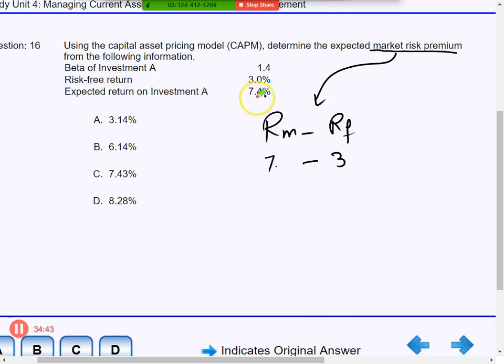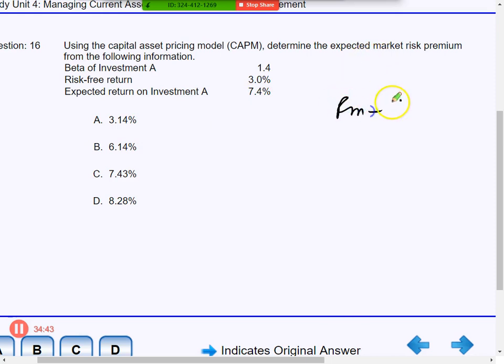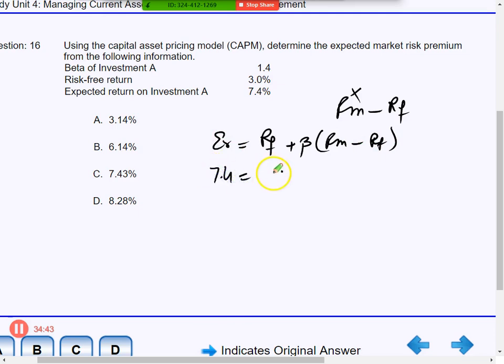No, it's a return on investment. We have to solve it. Yes. So we need basically RM minus RF, this factor, and ER is not. We have not been given the RM. This isn't there. We have to determine it. We have the formula: expected return is equal to risk-free rate plus beta times return on the market minus risk-free rate. Expected return is 7.4, risk-free rate is 3%, beta is 1.4, RM minus RF.